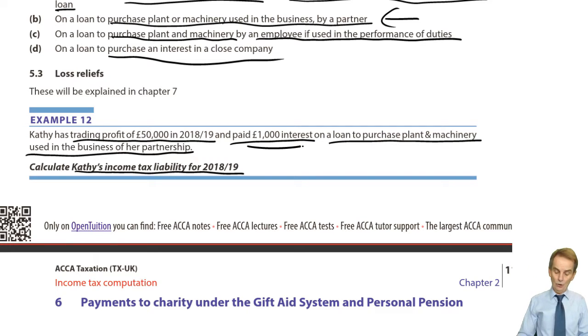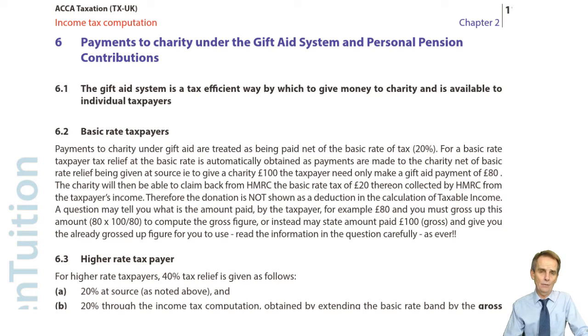So again, I'd like you to pause this particular lecture at this point in time, and come back to me after you finish that exercise. Okay, well, hopefully no problems there with example 12.